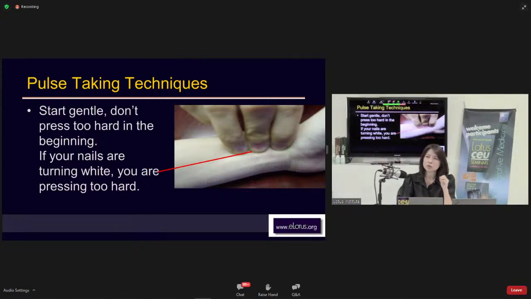Because a lot of times towards the end, when I was learning from him, I felt like a lot of pulses that he felt were something that you pick up on your first try. So when you first put your fingers on the patient's pulse, whatever first feeling that you get, that's the answer.